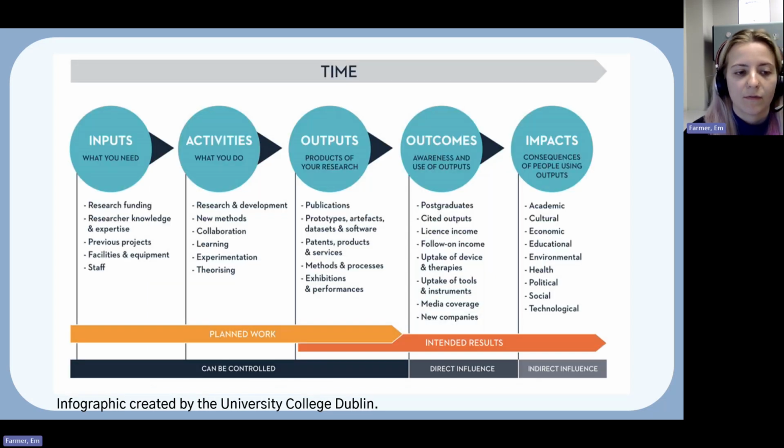Next, this is from the same group, University College Dublin, and this is just showing research impact from the timeline perspective of the research process. As you're familiar, you start with your inputs, you gather your resources, then you complete the activities, you do the research, you run the experiment, you build the prototype, the engine, whatever it is you're doing, and then you have your outputs. This is the publication. This is the item, physical or tangible or not. This is the product at the end. This is what you were doing it for.